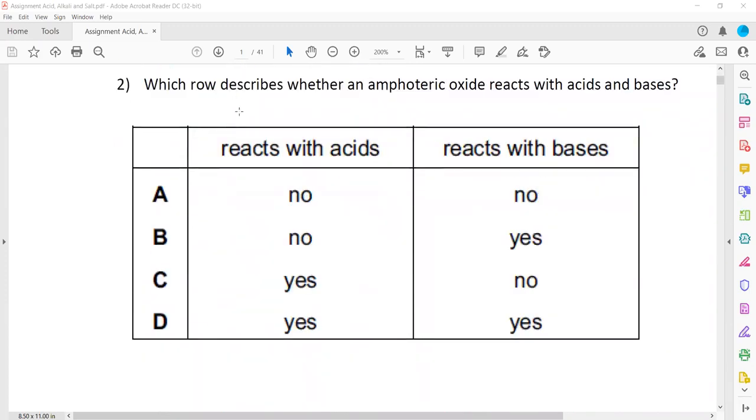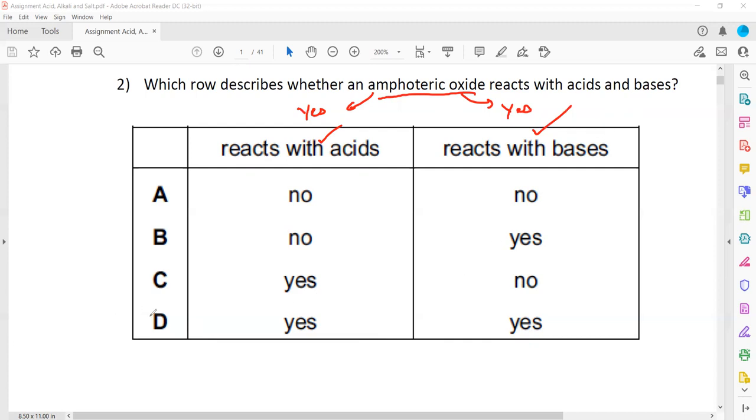The second one, which row describes whether it is amphoteric? Amphoteric oxide means they can react with acid and they can react with base. Amphoteric oxides have a dual nature, means they can react with acid, they can react with base. So can it react with acid? Yes, amphoteric oxide can react with acid. Can it react with base? Yes, it can react with base.